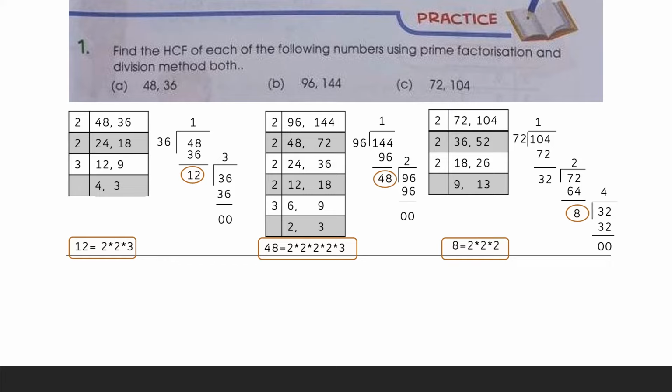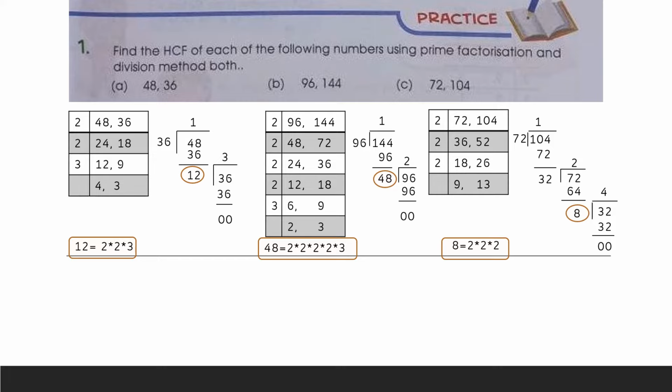48 and 36. By using method 2, we have put both the numbers together and started dividing them with the lowest possible number, which is 2 here. And as we know, if we divide 48 by 2, the answer is 24, and for 36, the answer is 18. Further dividing the outcome with 2, we have 12 and 9.